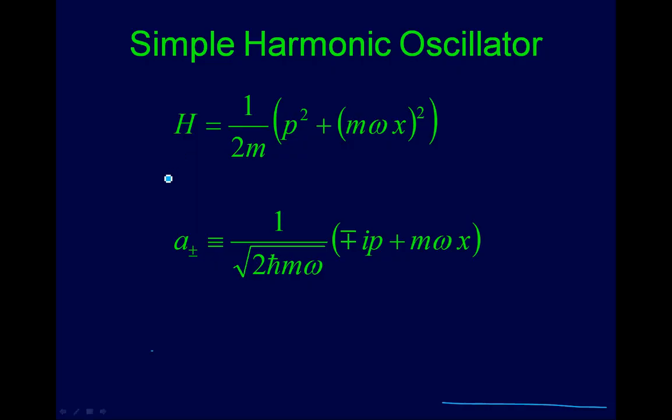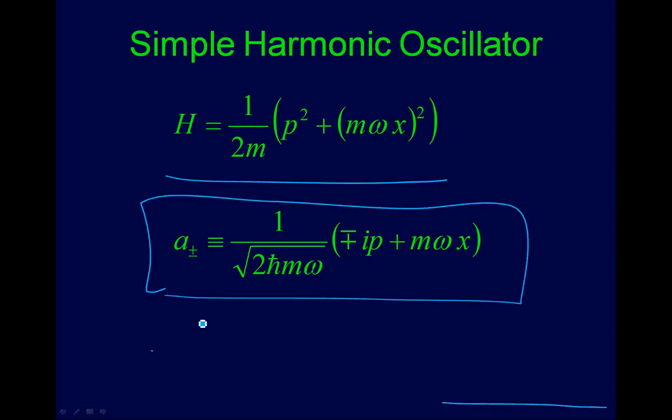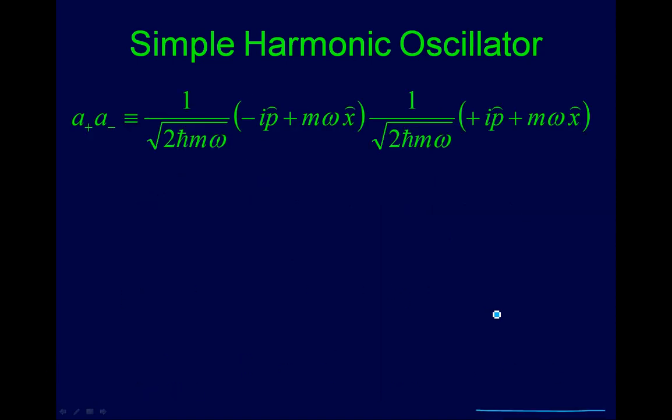Now, this new way to write the Hamiltonian leads us to this definition that we call a plus and a minus, which we're eventually going to call the raising and lowering operators. Let's show exactly where this definition arises from. Let's just take a plus times a minus, and the book does this too.